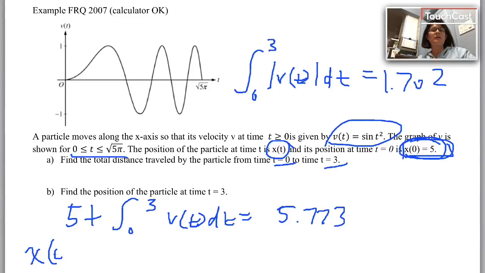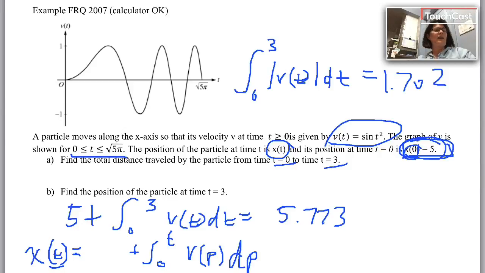So x of t is going to equal the integral from the position I know, time 0, so 0 to t. That upper limit should be a variable and match that input variable. And this is the velocity. I can't use t though, I have to give some different dummy variable, so I'm going to use v of p dp. And my initial value, that 5, is going to end up out here.